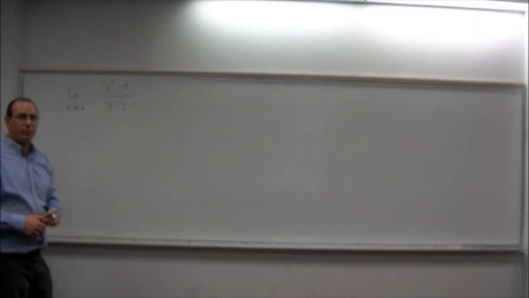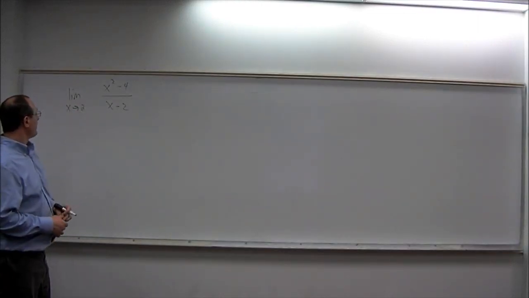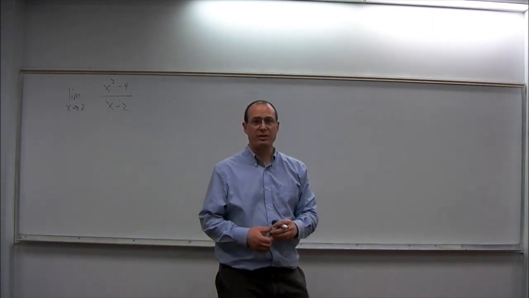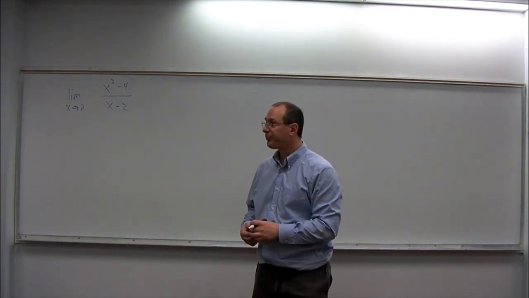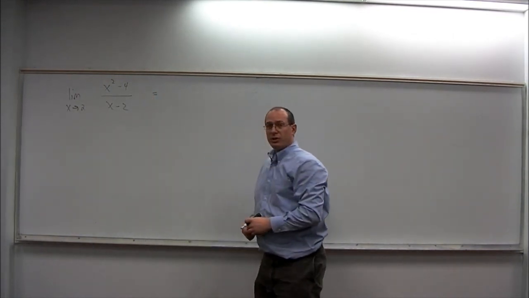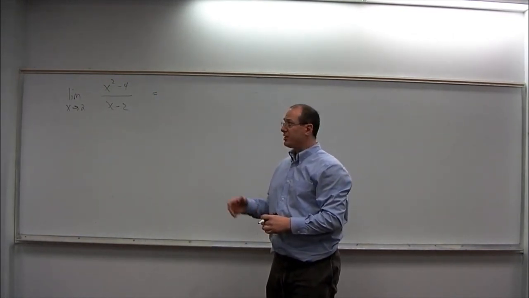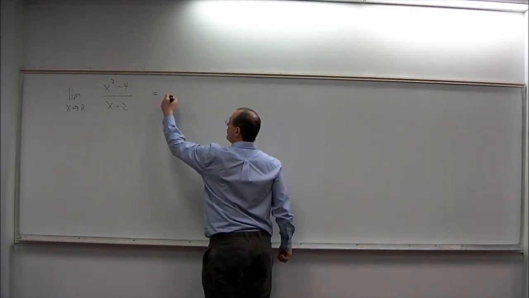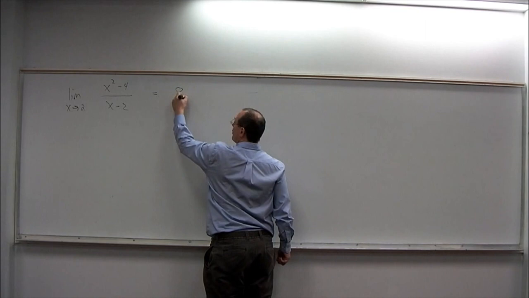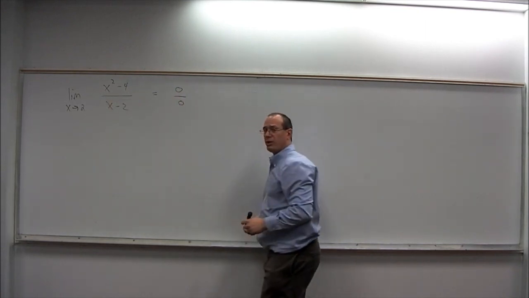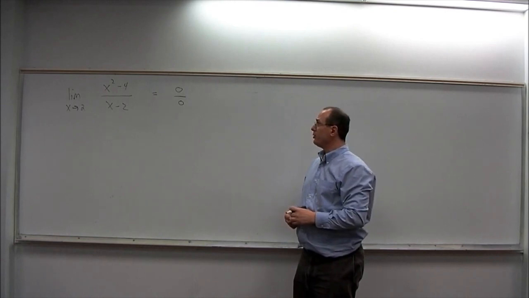In the first example, we're going to look at the following limit: the limit as x approaches 2 of (x squared minus 4) divided by (x minus 2). Our first approach when trying to calculate this limit is to simply plug in the number 2 for x. Upon doing so, in the numerator, we get a 0, 4 minus 4, and in the denominator, we also get a 0, 2 minus 2.